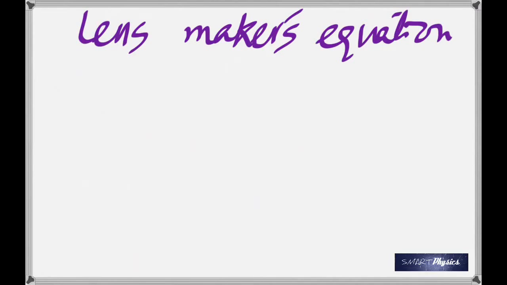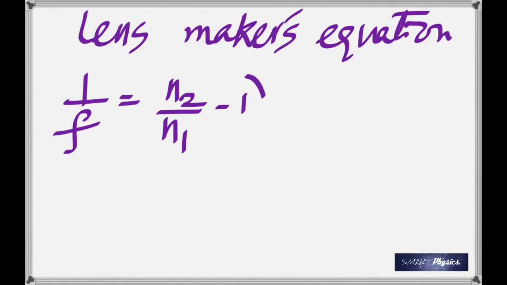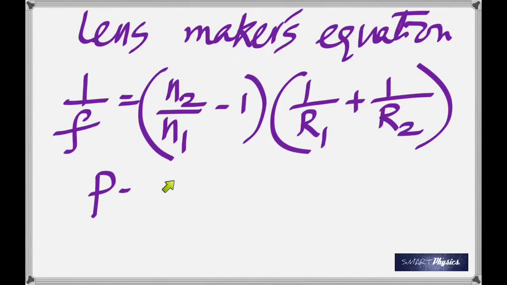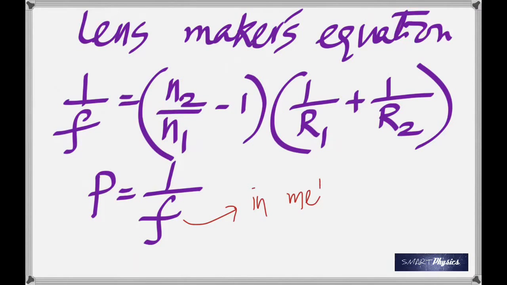Lensmaker's equation, we're coming towards the end of this chapter, is 1/f = (n2/n1 - 1)(1/r1 + 1/r2). Note that n2 is the refractive index of the material of the lens. n1 is the refractive index of the material surrounding the lens. R1 and R2 are the two radii of curvature. And if it's a plano convex or plano concave lens, the plane surface has a radius which is infinity. Finally, the power of a lens is the reciprocal of its focal length taken in meters. And power is measured in diopters when the focal length is in meters.